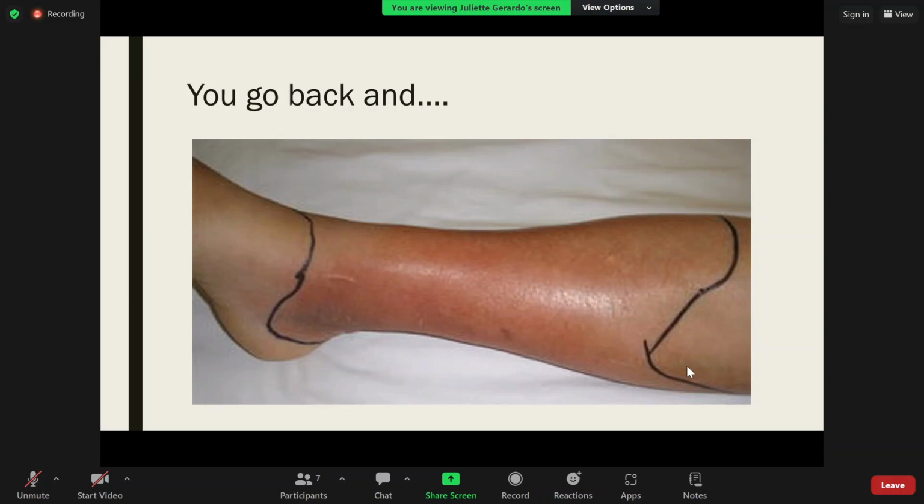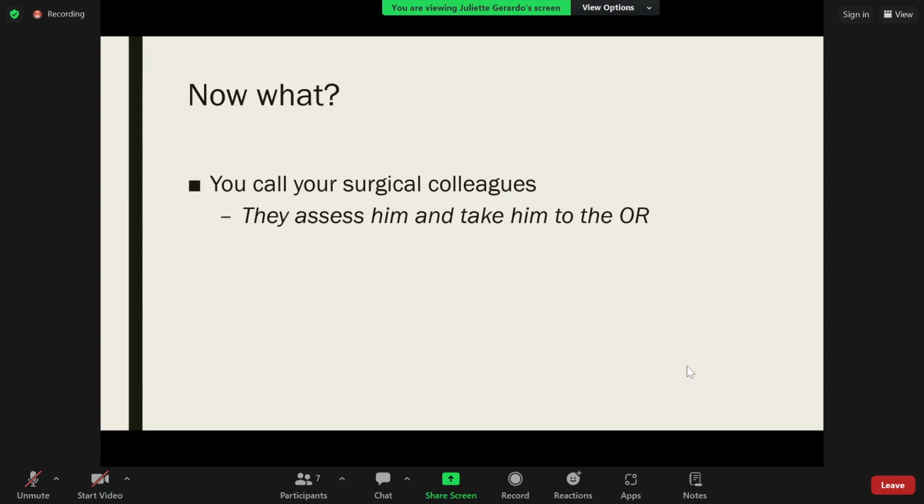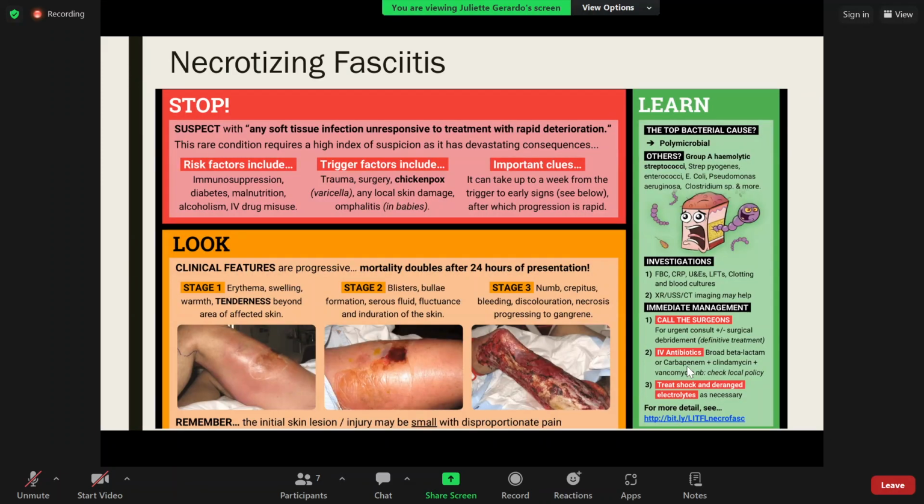So good job, everybody. You called your surgical colleagues. They said, we don't need a CT scan. Just kidding. But you got the CT scan and it did show that there was a gas-forming organism in there, and they took him to the OR and they were able to spare his leg. So what were we talking about here? This is necrotizing fasciitis, or necrotizing skin infection, which has a very high mortality rate.